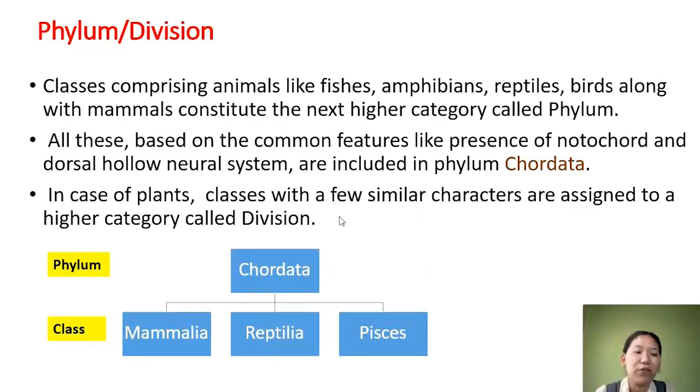Next, phylum. In the case of animals we use phylum, in the case of plants we use division. So phylum consists of animals like fish, amphibians, reptiles and birds along with the mammals. The example given is Chordata, which includes all the animals having a notochord. Notochord is a rod shaped structure at the back, and in mammals like us this notochord evolves into the vertebral column, and there is a dorsal hollow neural system. Organisms having such features are placed under Chordata. So the different classes like Mammalia, Reptilia, Pisces and Amphibia are separate at the level of class, but when it comes to phylum, we all belong to the same category, Chordata.